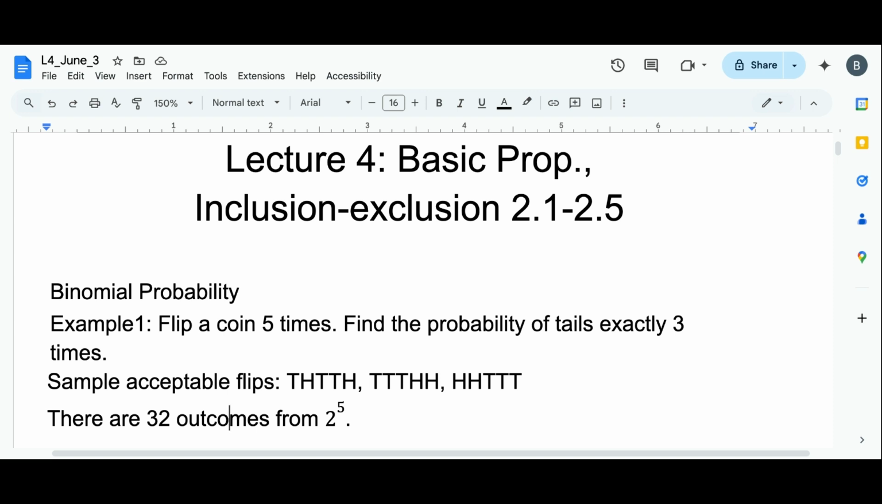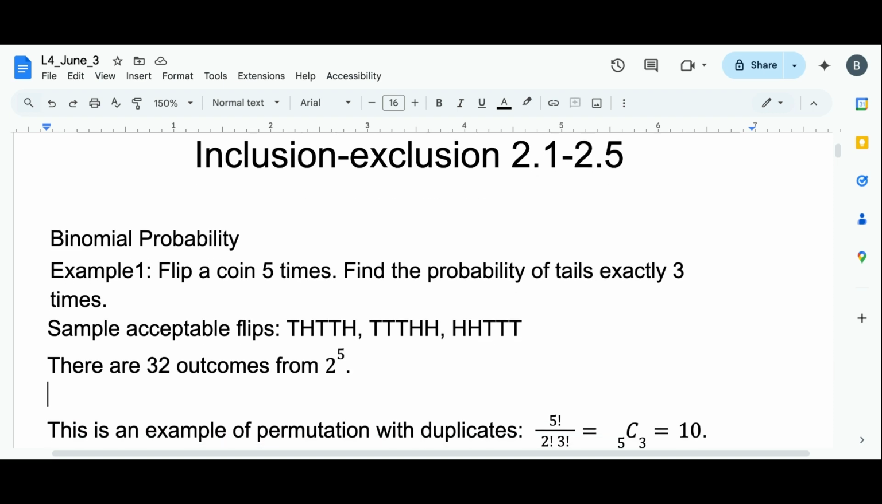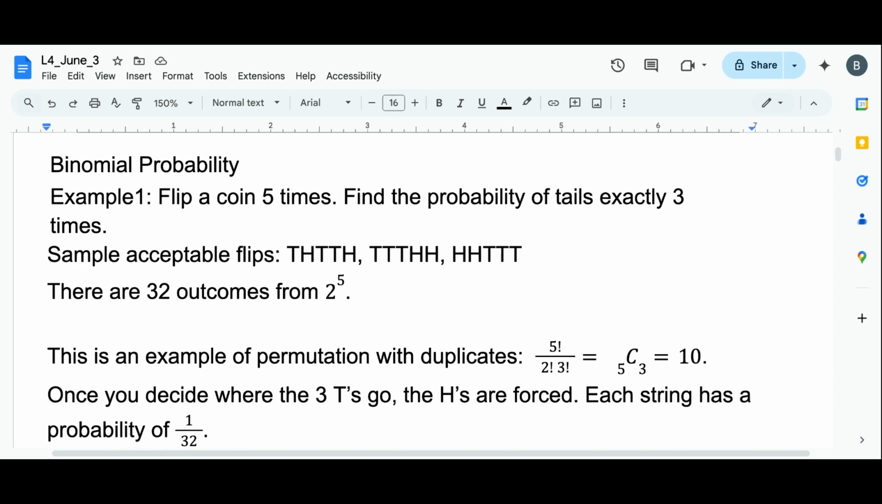So the question becomes, how many ways are there for you to achieve exactly 3 tails in 5 flips? You could do this as a permutation with duplicates. We have a total of 5 objects, H's and T's, 5 factorial. H appears twice, that's a 2 factorial, and T appears 3 times, that's a 3 factorial, which is the same as 5 choose 3, which is 10. So there are 10 ways for this to happen.